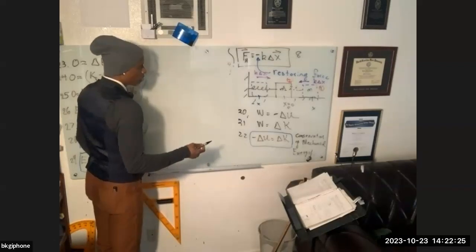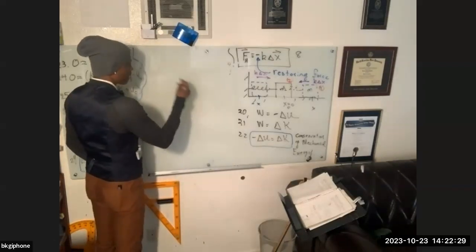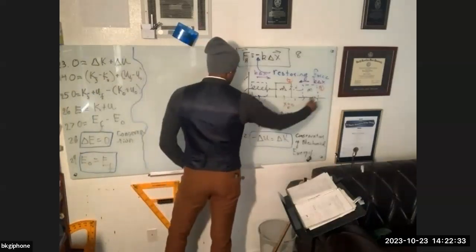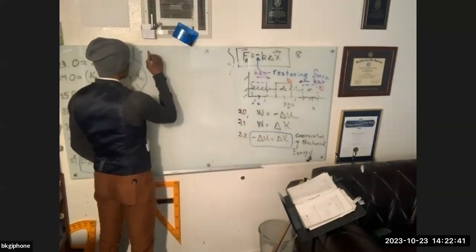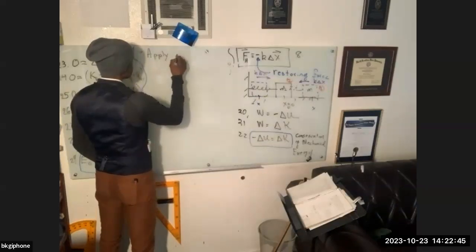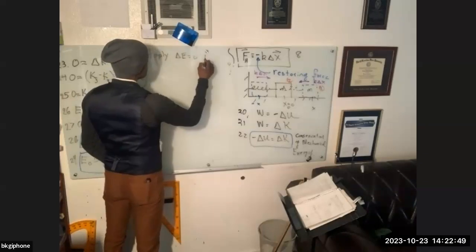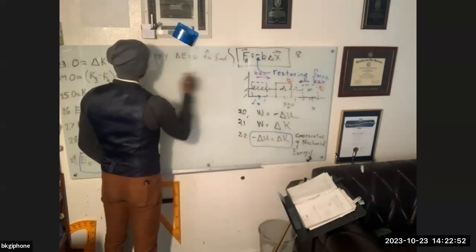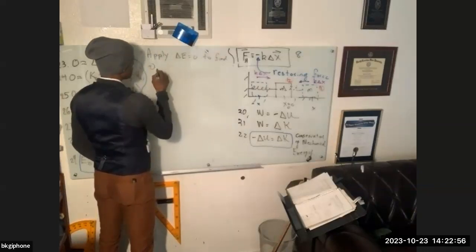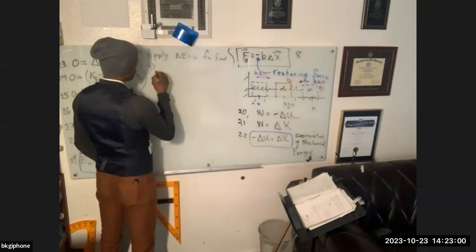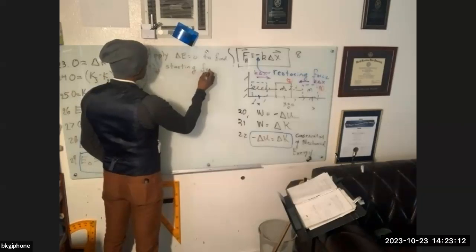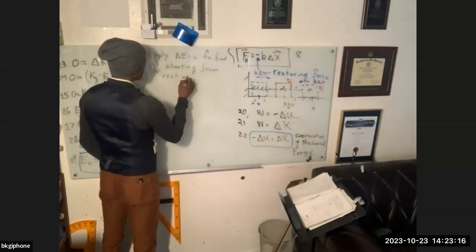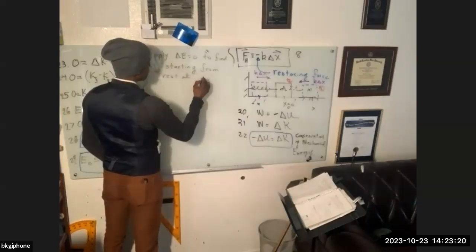So the problem is: apply conservation of energy to determine the velocity of the object as it goes through the equilibrium position, starting from rest at position X. So apply conservation of energy to find V, the speed, basically V naught or V, I guess I call it V2, starting from rest at position 1.